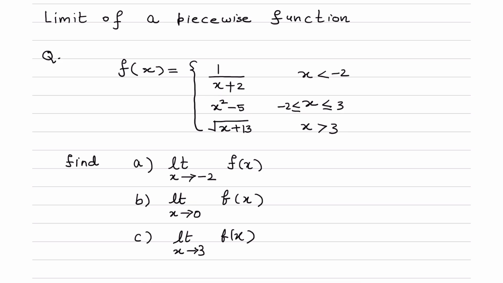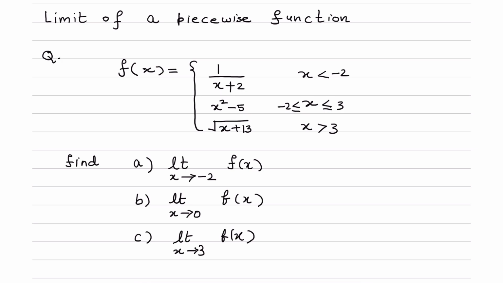So the function at -2 is splitting. That's why it's called a piecewise function. For less than -2, there is a different function, and for greater than or equal to -2, there is a different function. In the same way, you can see that this function is also splitting at the number 3. For x greater than 3, there is a different function, which is the square root of x plus 13. And for x less than or equal to 3, there is a different function, which is x squared minus 5.